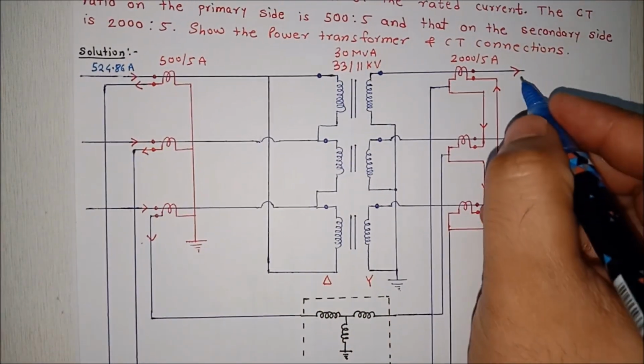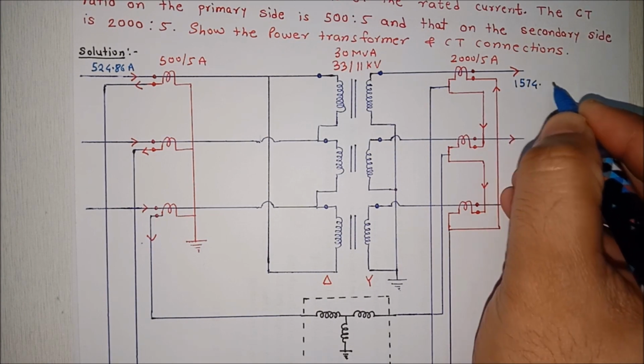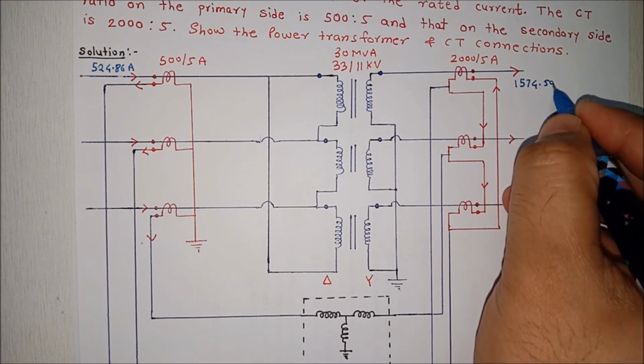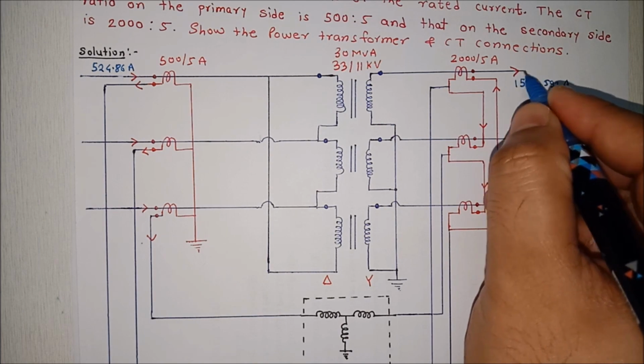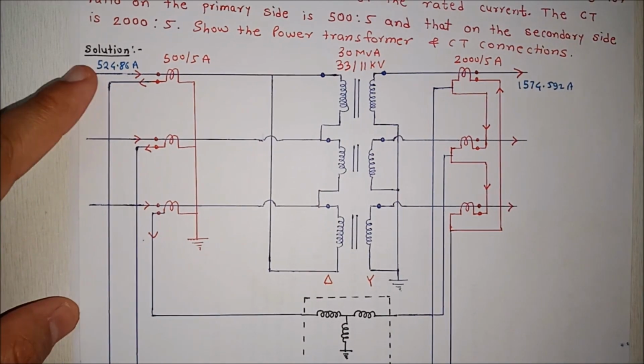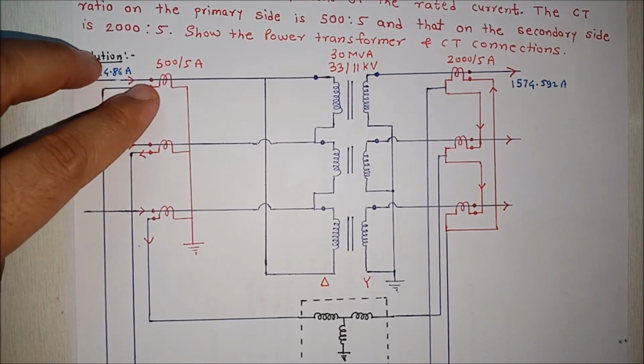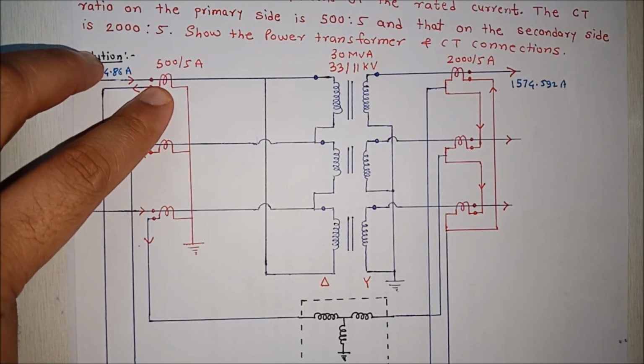Okay, and how much is this current? So this current is 1574.592 ampere. Okay, the current that will flow on the line. Now once we determine this current, based on the CT ratio we can calculate this current, that is the secondary current of CTs.